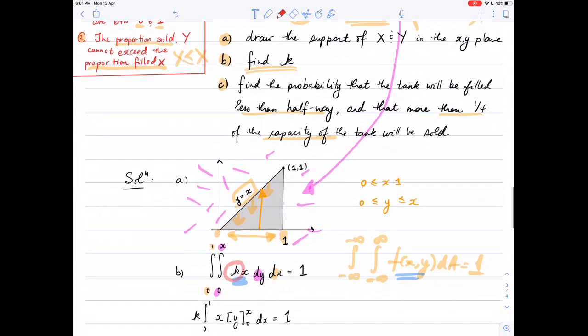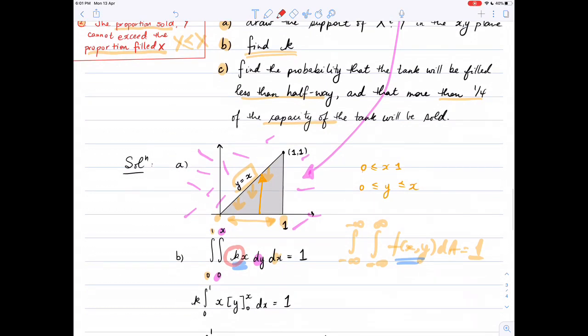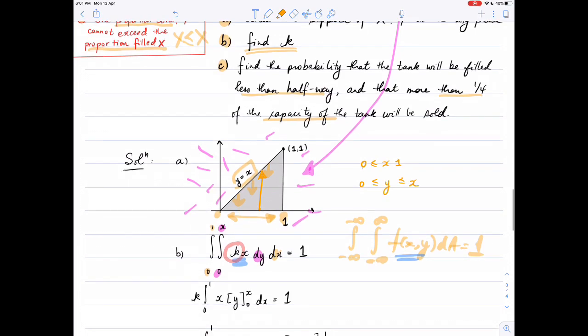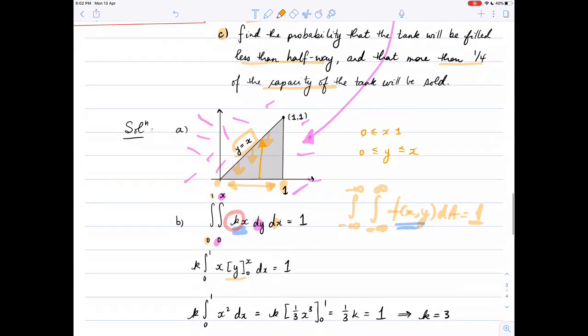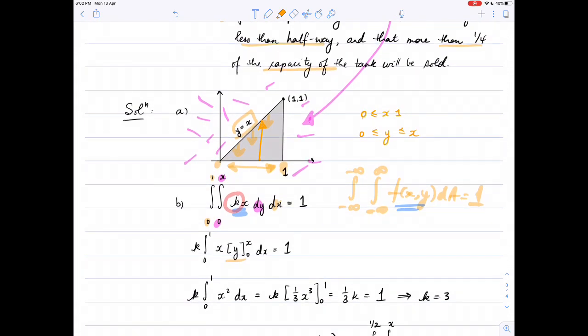So we're going to evaluate that integral. It's just the same old double integral that we've done for a couple of weeks now. Now that we have the setup based on probability, it's just evaluating a double integral. Using the power rule, I get an integral in terms of x, evaluate that, and you get 1/3 k is 1, and so k has to be 3, so that the total probability when you integrate the density function is 1.